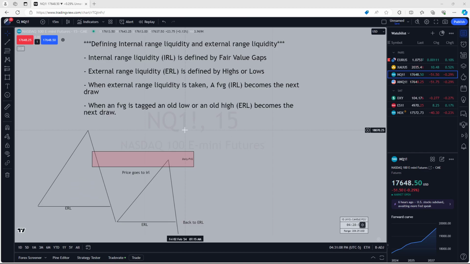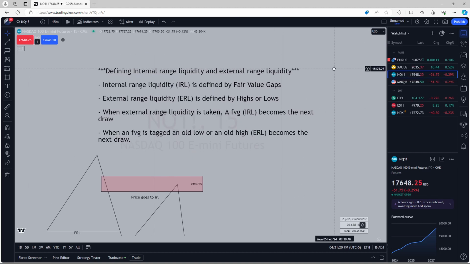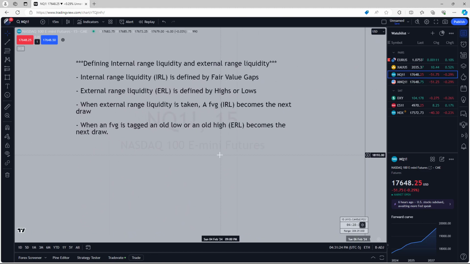Alright, hello everyone. Today the class is on market maker models, and I'll teach you guys how I pretty much just use market maker models and how you can also use them, right? So first thing that we have to cover for market maker models is internal range liquidity, which is IRL, and then external range liquidity, which is ERL, right? So IRL, which is internal range liquidity, and I'll show you guys examples, are defined by fair value gaps.